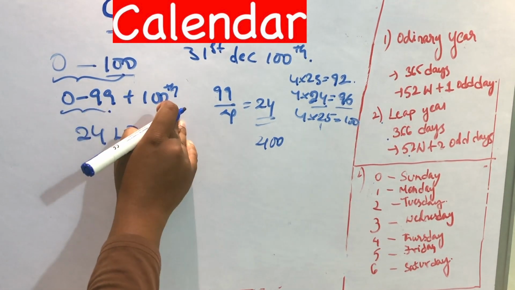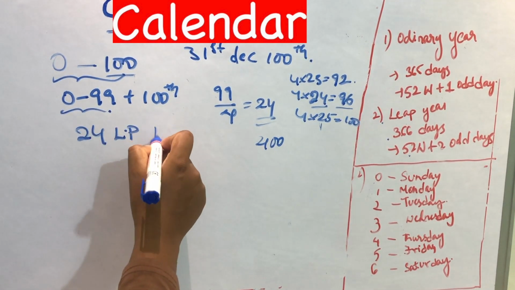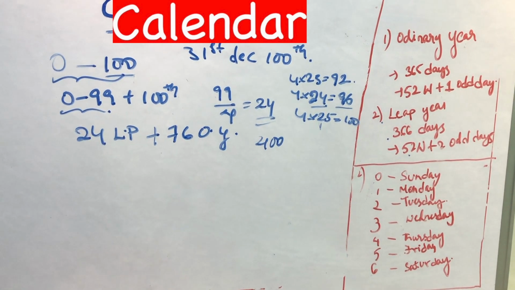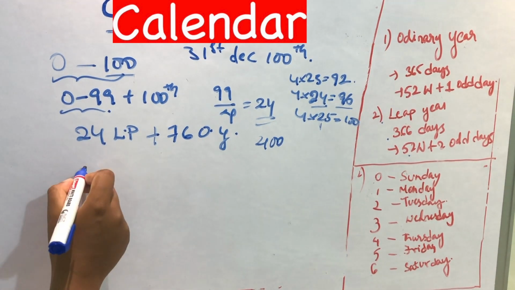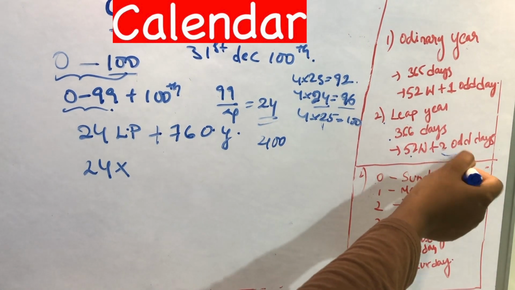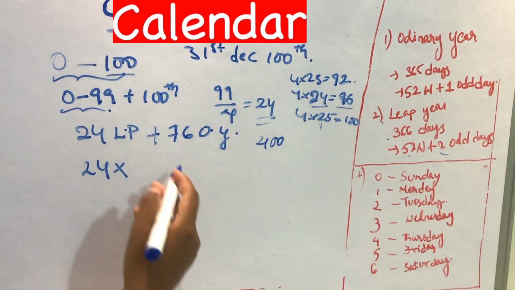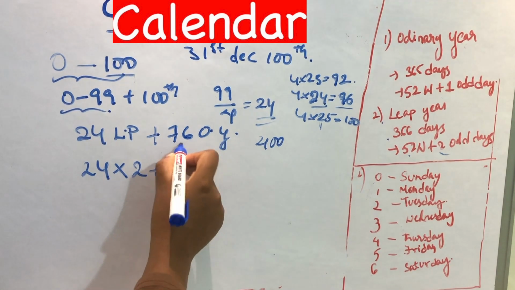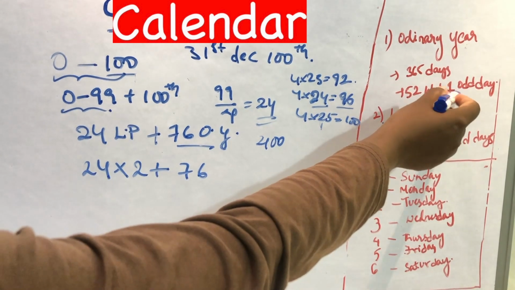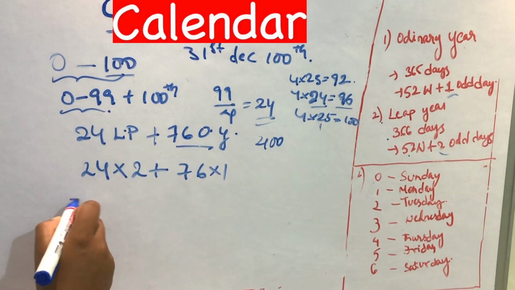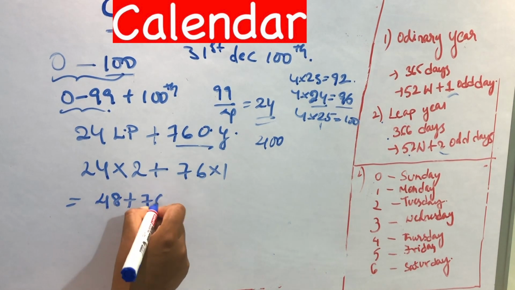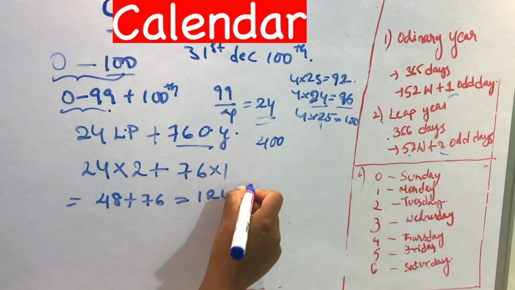So out of 100 years, if there are 24 leap years, then we have 76 ordinary years. Now if there are 24 leap years, we have to multiply this 24 by 2 odd days, right? For a leap year we have 2 odd days, plus we have 76 ordinary years. For an ordinary year we have a value of 1, so multiply it by 1. Now if we add this, 48 plus 76, which is 124 days.